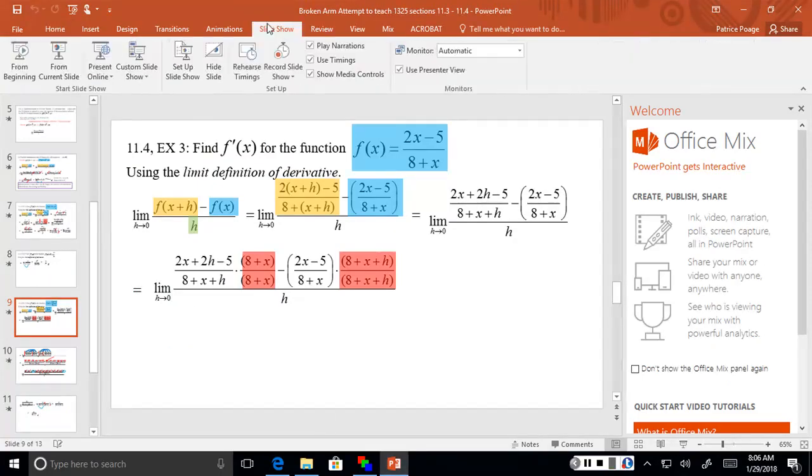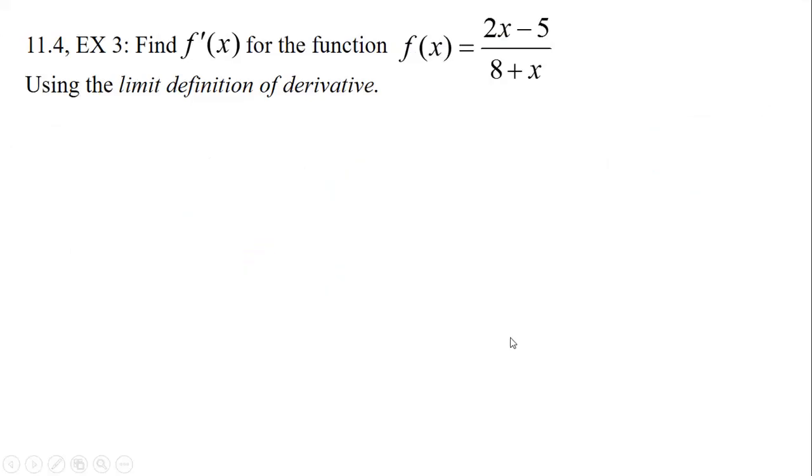All right. This is the problem we're on, right?